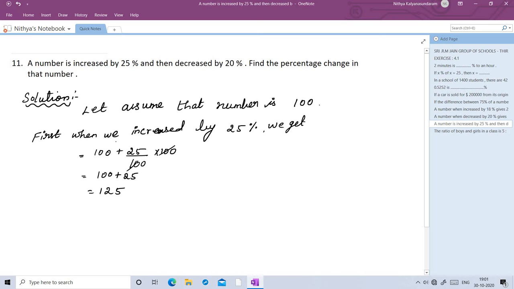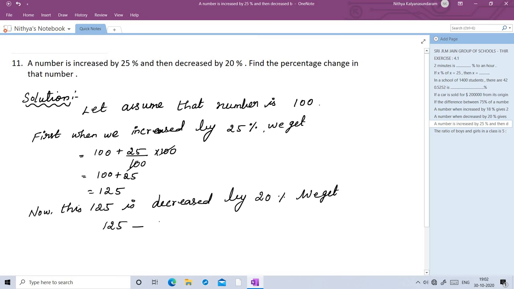Then in this, 20% is decreased again. So we get now this 125 is decreased by 20%. We get 125 minus 20 by 100 into 125.